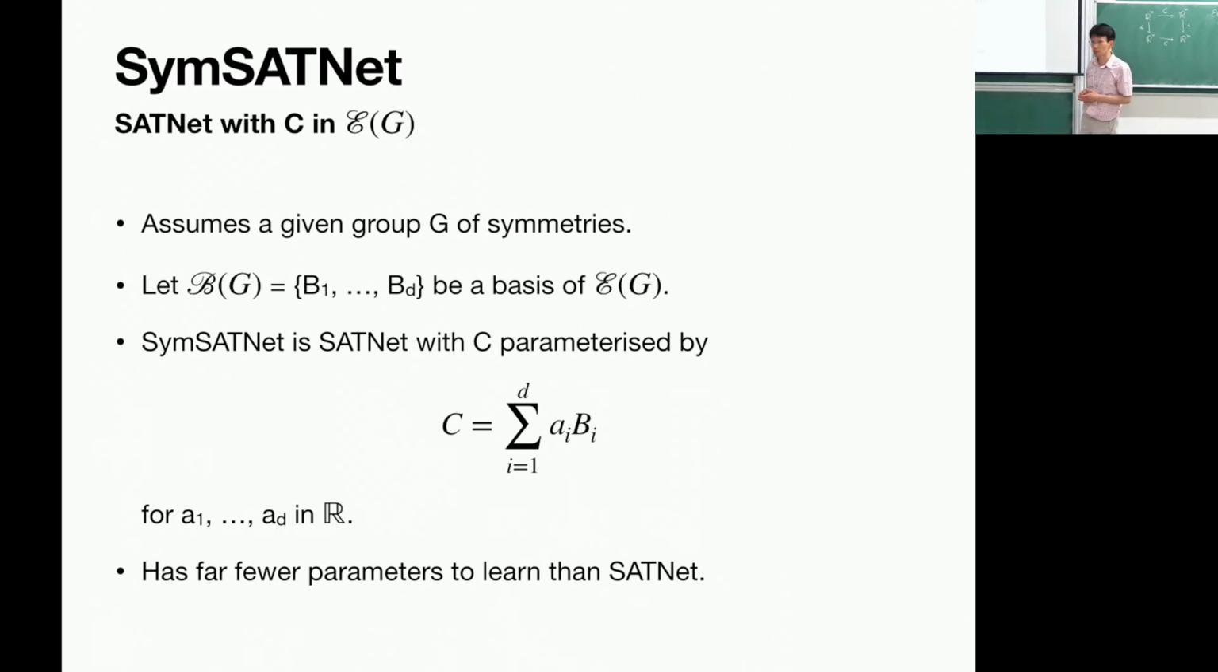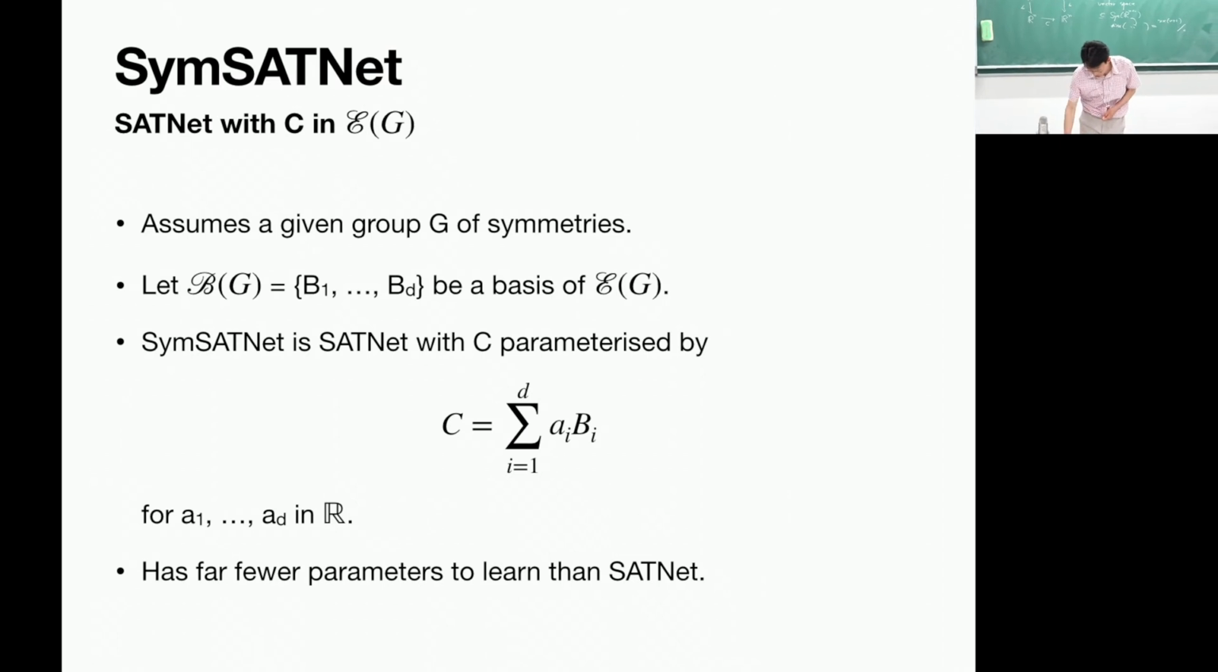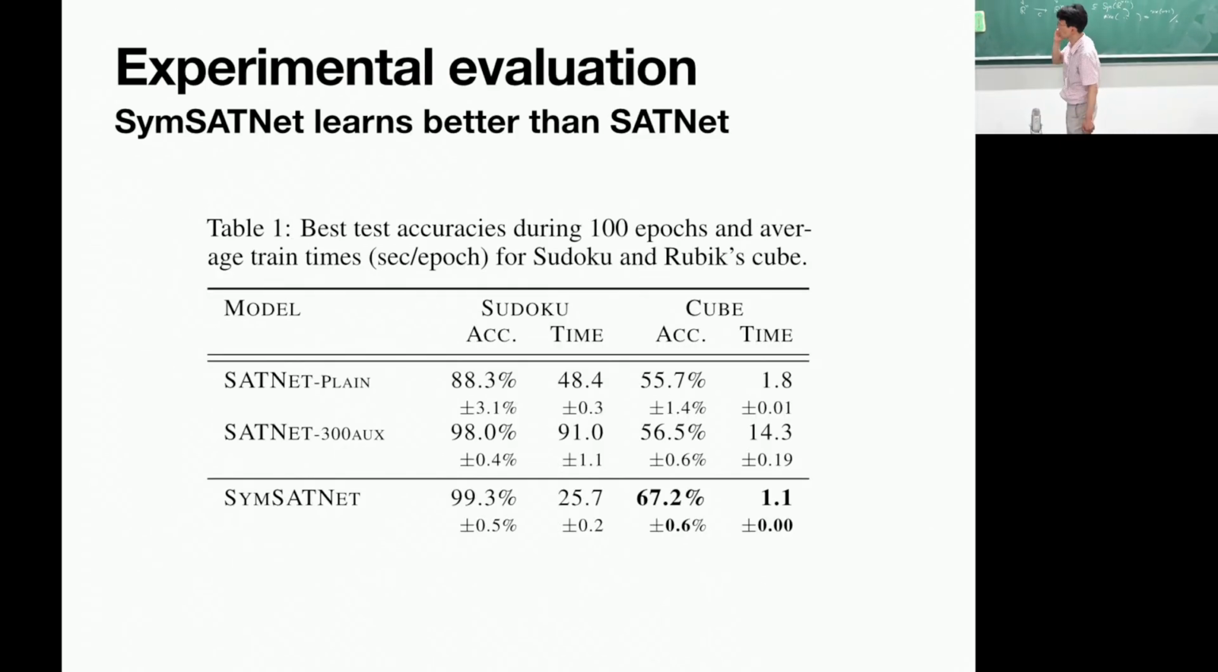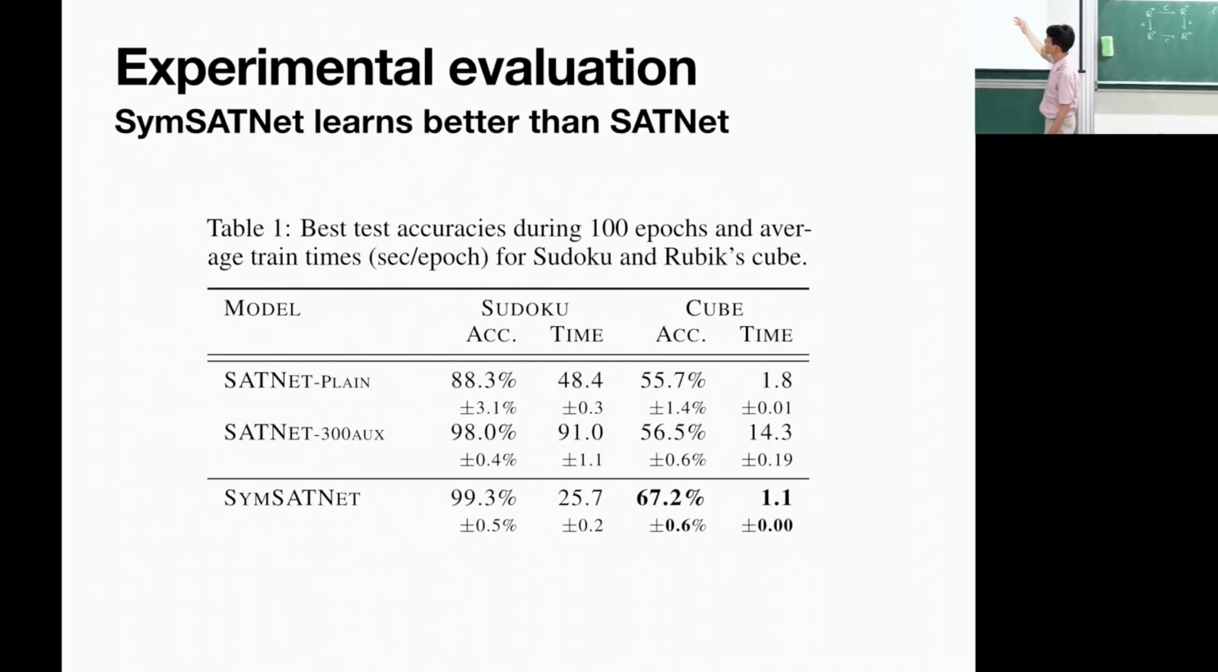So that means that SymSATNet can work on much fewer parameters than the original SATNet. Does it really work well? Here are some numbers from experiments. We apply essentially all the routines of SATNet, like optimizers, as well as the part that computes the derivative, and they can all be carried out in this SymSATNet context.